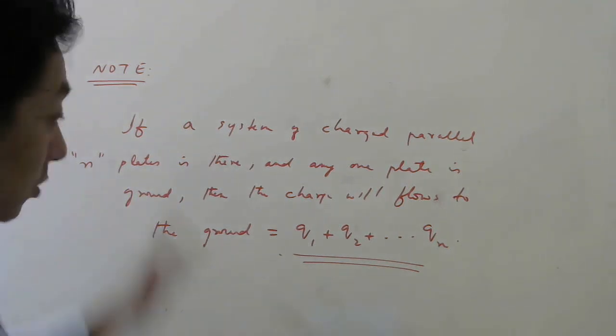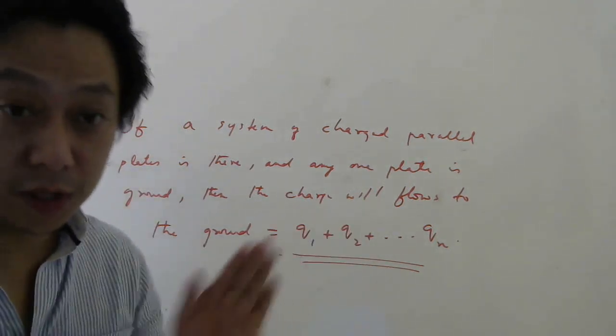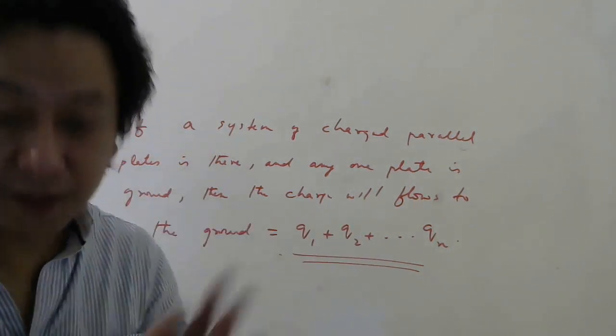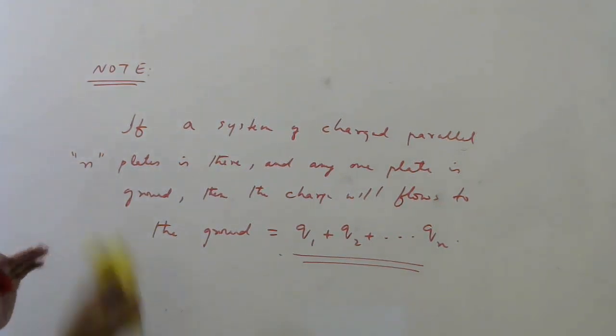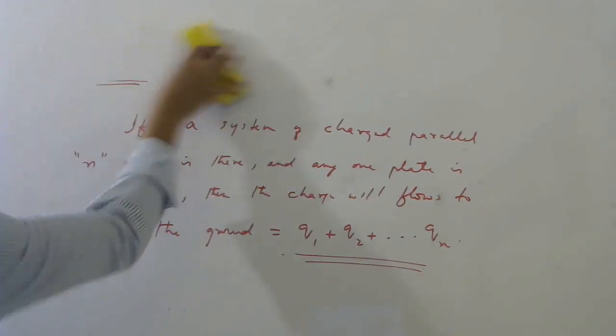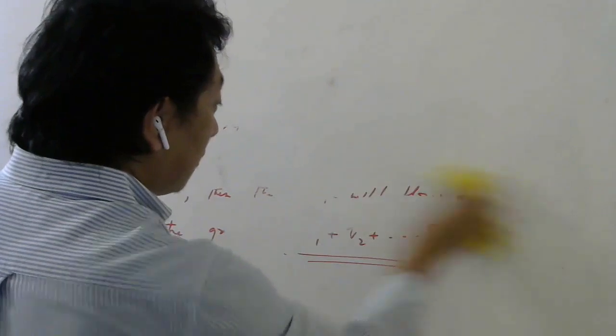Okay, like this is something very important. I will not give you detailed proof of this, but I will explain to you why it is true quickly. Okay, so keep this in mind, write down somewhere. So if you have a system of parallel plates which are charged, and if any one plate is grounded, then the total charge given to the plates will flow to the ground.